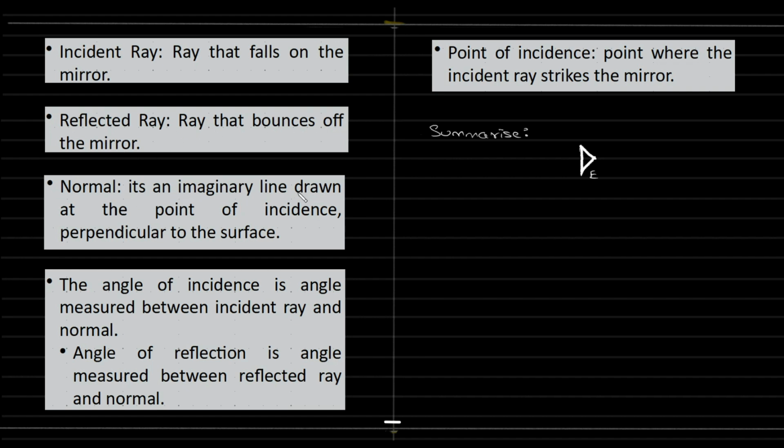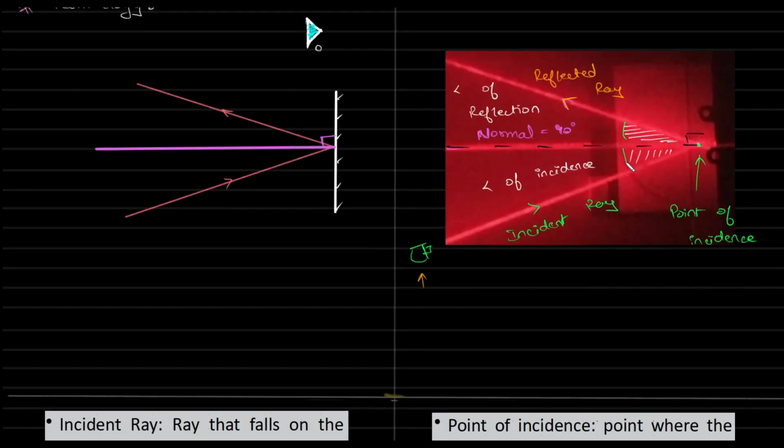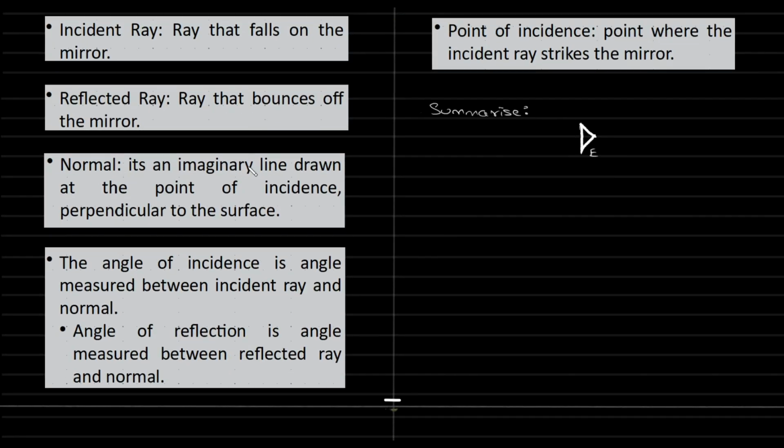Normal, it's an imaginary line. It's not an actual line. Here, I just happen to show it with a laser just so that it's very clear. I need not draw and all of that. Visually, it's very clear. So it's an imaginary line drawn at the point of incidence perpendicular to the surface, in this case, the mirror. The angle of incidence is the angle measured between the incident ray and the normal. Angle of reflection is the angle measured between the reflected ray and the normal. Point of incidence, this should have been somewhere in the middle of the sequence. Anyways, the point where the incident ray strikes the mirror.